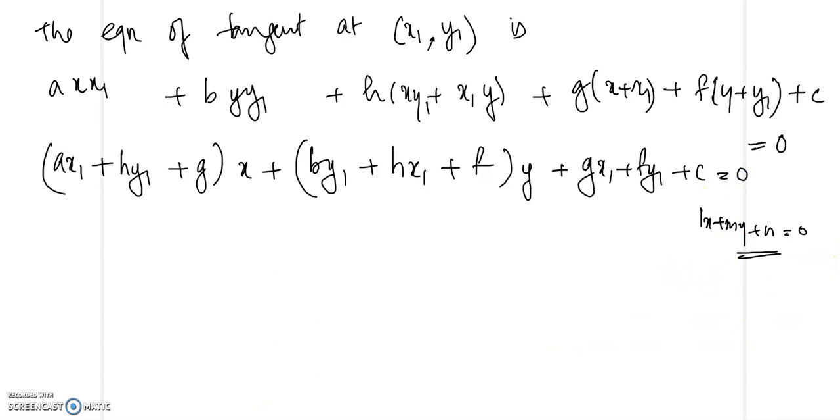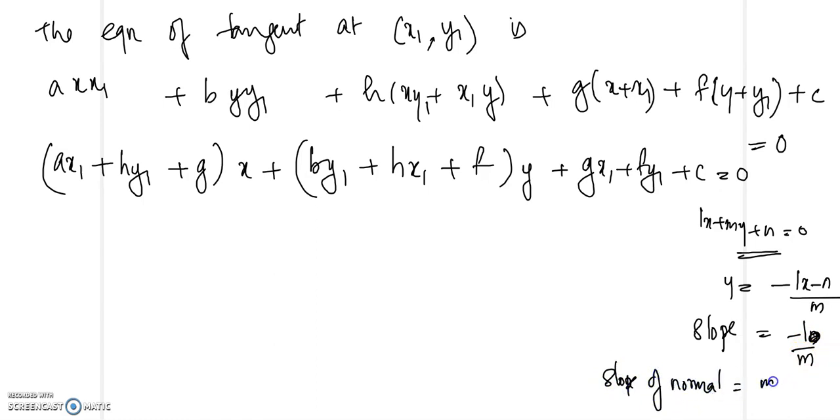Now if you have lx plus my plus n equal to 0, then y will be minus l x minus n by m. So therefore here the slope of the tangent is going to be minus l by m. Now the slope of the normal line will be the negative reciprocal, so the slope of the normal is going to be equal to m by l. So we will use this here.